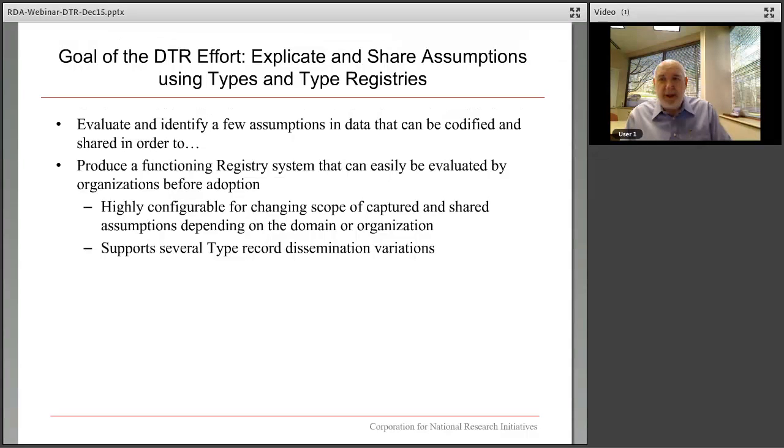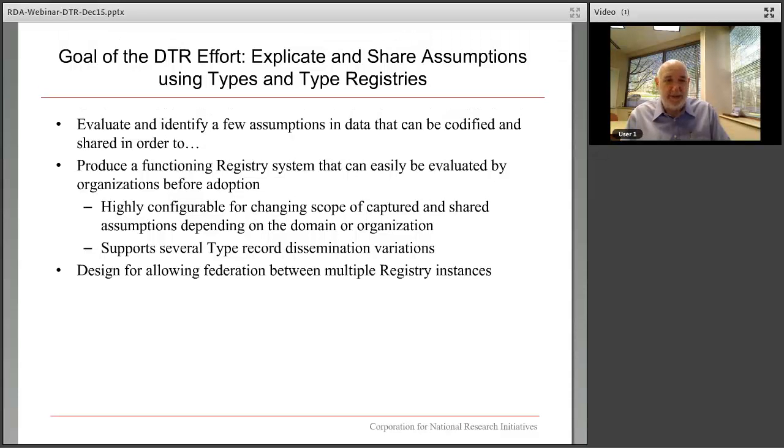That seemed to us to be a reason to create a registry system, configurable for recording different kinds of types and supporting different kinds of disseminations of the type records. And since we assume there will be no data type czar, no single source, which would be both politically and practically unlikely to happen, these registries should also be federatable. We should be able to combine them in the usual federation sense of different people maintaining different registries, but being able to look at them all in a simple, straightforward way.